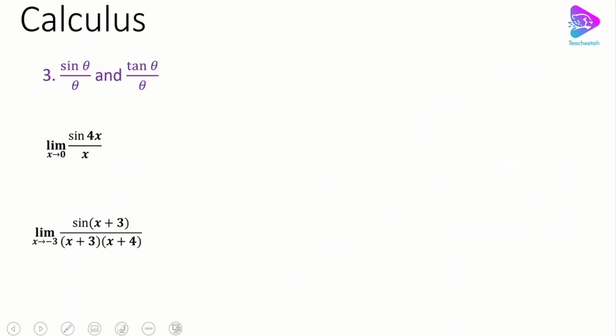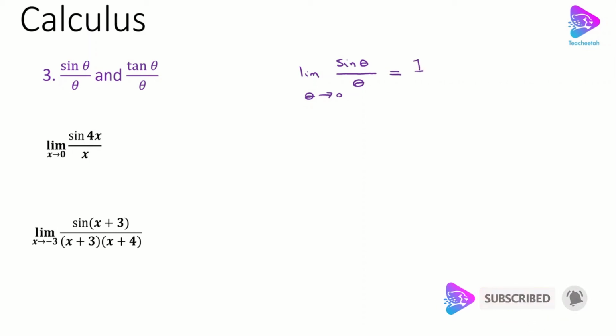Okay, let's look at the third one. For the third one, we are looking at one property of limit basically, but it is not a property, I'm just calling it that here, and it's related to trigonometric functions. This says if we have the limit of sine of theta over theta when theta is approaching 0, the limit is 1, and the other one is the limit of tan of theta over theta when theta is approaching 0, and it is again 1.